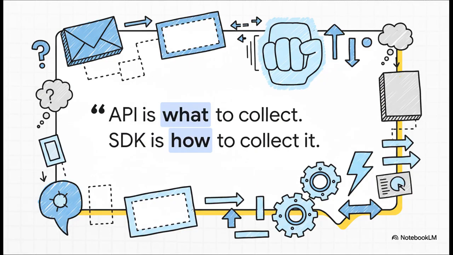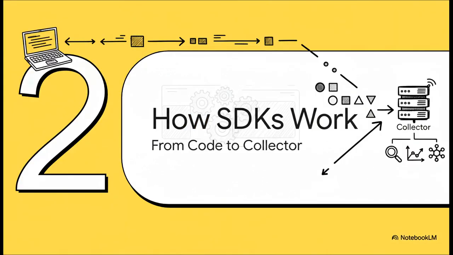Yeah, it really just boils down to this simple idea. The API tells you what to collect, the SDK is how you actually go about collecting it. One is the what, the other is the how. Okay, so we've got a handle on what it is, but how does an SDK actually work? Like, how does it take that raw data from your application and get it all the way over to your analysis tools? Let's follow the journey.